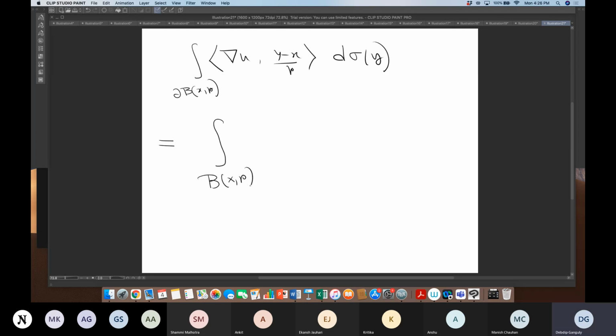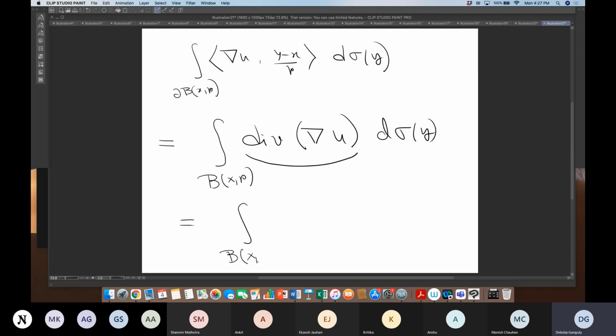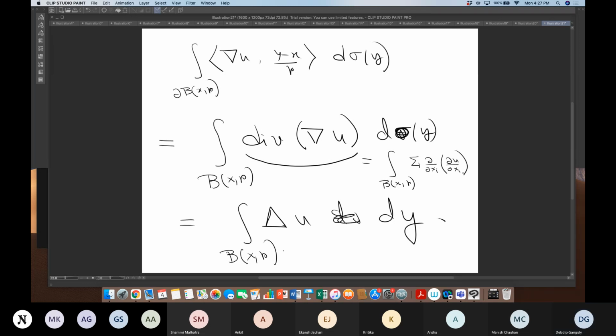the integral over B(x,r) of the divergence of the gradient of u, dy. If you just take the divergence of the gradient of u, this is the Laplacian of u, sorry, not d sigma, dy. Is that clear? What is divergence? This I can write as, if you don't like this, summation of dou by dou xi of dou u by dou xi. Okay? Now apply dou by dou x.